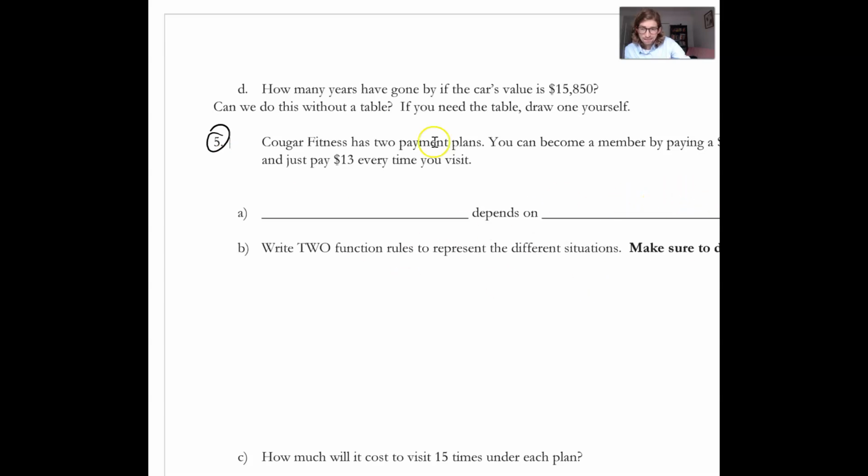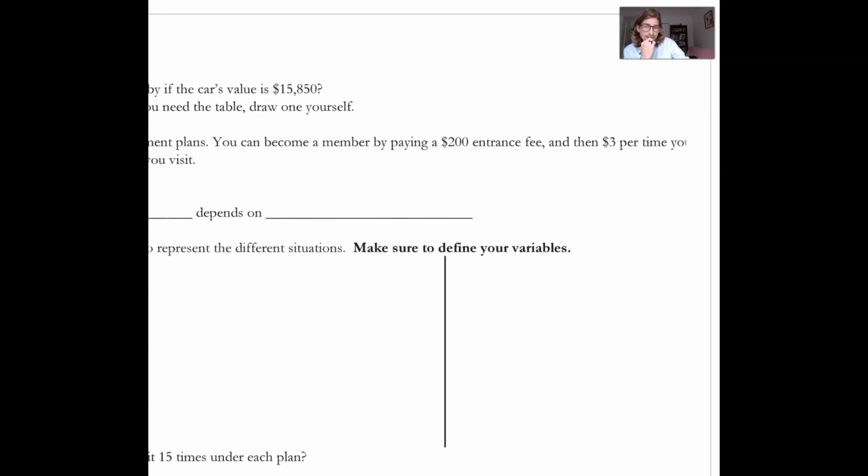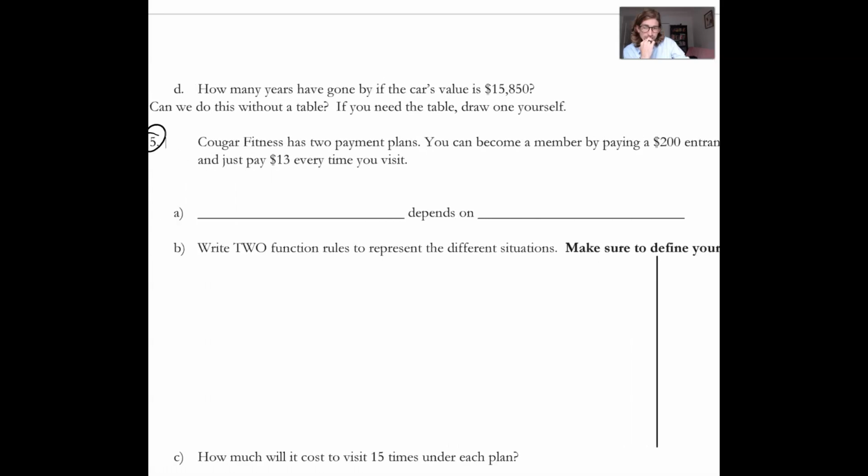Looks like you can't see everything, so make sure to be looking on ClassKick when doing this. Have them side by side. Cougar Fitness has 2 payment plans. You can become a member by paying a $200 entrance fee, then $3 per time.